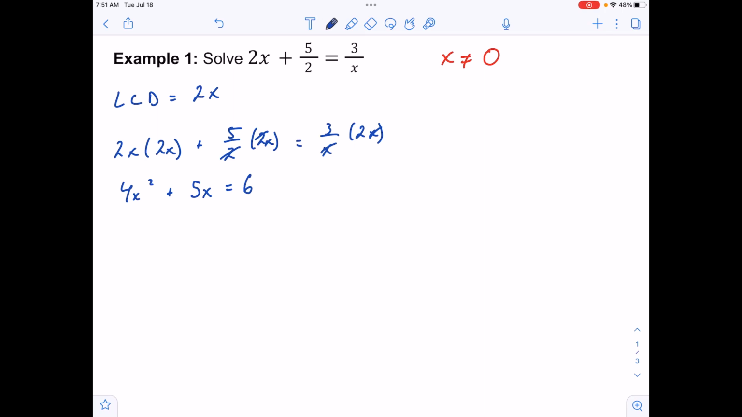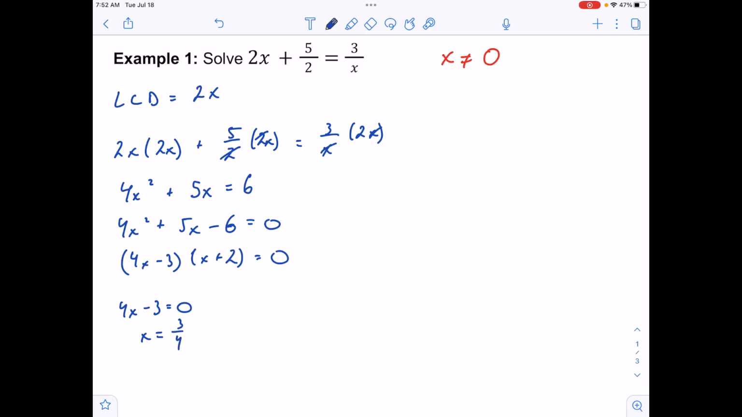Okay, now to rearrange. 4x squared plus 5x minus 6 is equal to 0, and we know how to solve these. This is some complex trinomial factoring. I'm just going to jump right to the answer. (4x minus 3)(x plus 2) is equal to 0, and I can set each of those equal to 0 to get my two answers. The first one will be x is equal to 3 over 4. And the second one is negative 2.